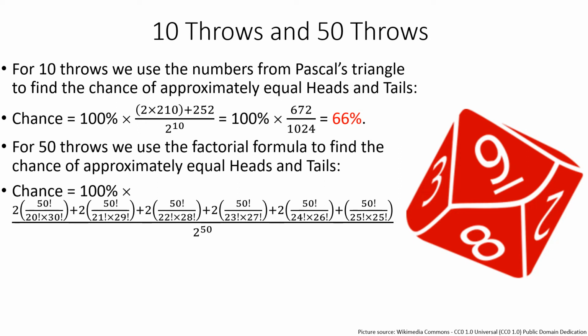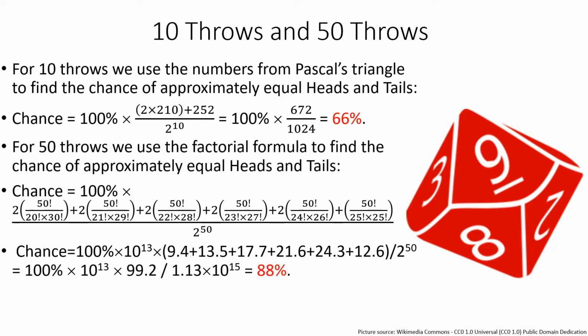And so adding up all of those will give us a very large number, but then we have to divide it by every possible outcome with 50 coin tosses, and that's 2 to the power 50. So what I've done here is I've just sort of expanded everything out a bit, shown my working, and it all comes out to 88%, interestingly enough. So when you go from 10 throws up to 50 throws, it's getting significantly more likely that you're going to be about half and half heads and tails, where in this case we've defined about as between 40% and 60%.